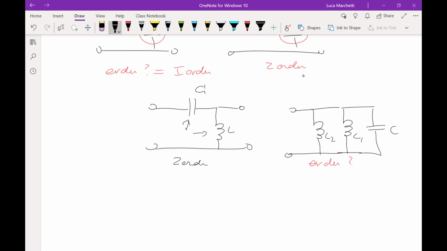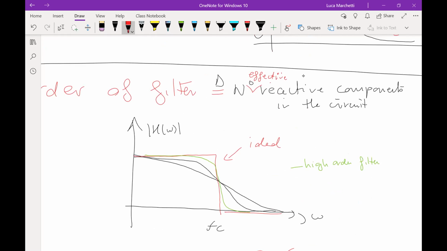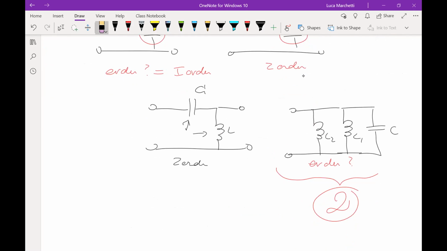Okay, let's say 3. The answer here is actually 2. And the reason why, and is also the reason why I add this "effective" here, is because these two inductances here behave like one. So they behave like an equivalent inductance, which is L1 plus L2. So the total effect, you always have to check if there are some inductances in series or in parallel, because those inductances can be placed together. The same for the capacitances. If the capacitances are in series or in parallel, they behave like one, okay?